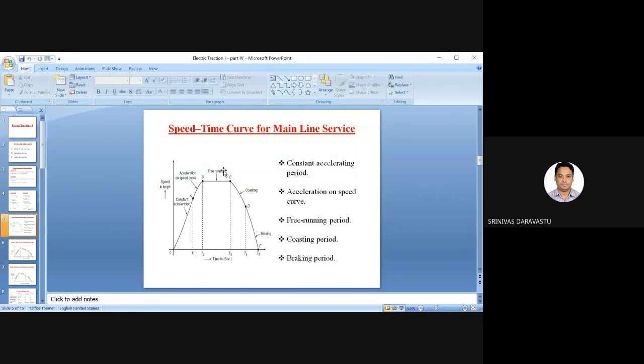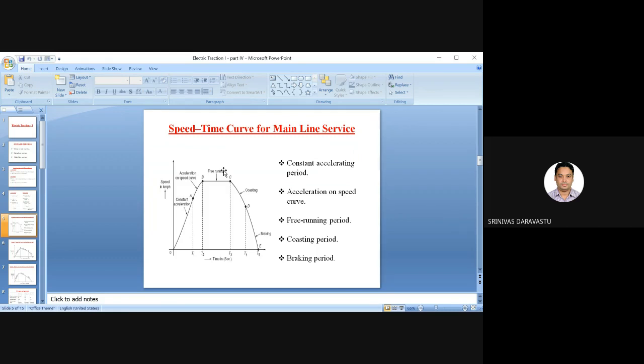And last one is the braking period, D to E or T4 to T5. During this period, brakes are applied and the train is brought to rest. Generally, it is represented with D to E. That is the speed time curve.